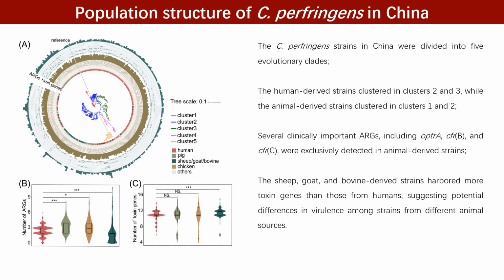The C. perfringens strains in China were divided into 5 evolutionary clades, the human-derived strains clustered in clusters 2 and 3, while the animal-derived strains clustered in clusters 1 and 2. Several clinically important ARGs, including optrA, cfr(B), and cfr(C), were exclusively detected in animal-derived strains. The sheep, goat, and bovine-derived strains harbored more toxin genes than those from humans, suggesting potential differences in virulence among strains from different animal sources.